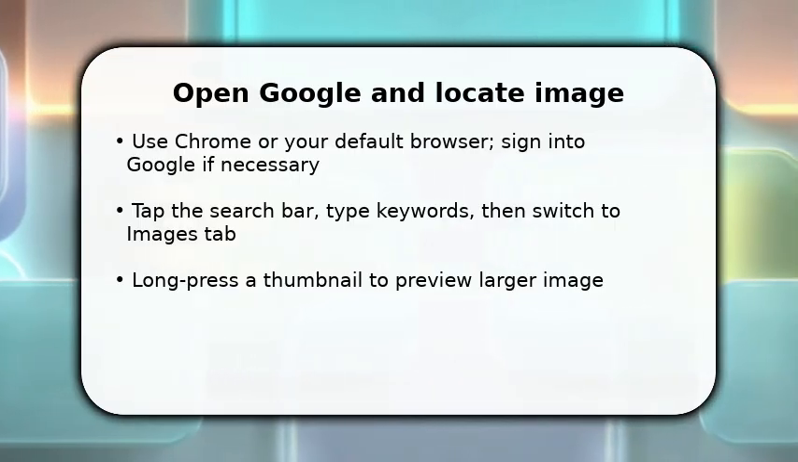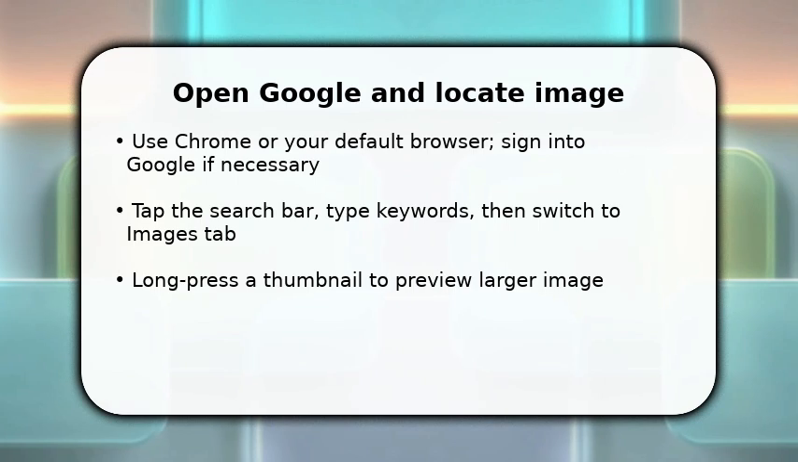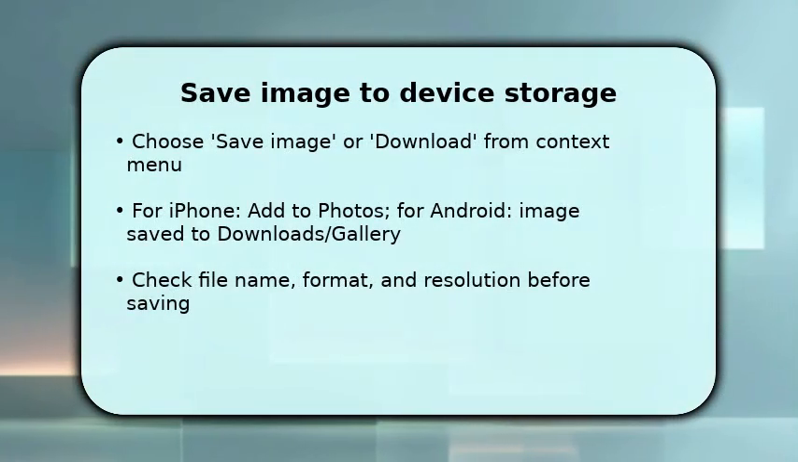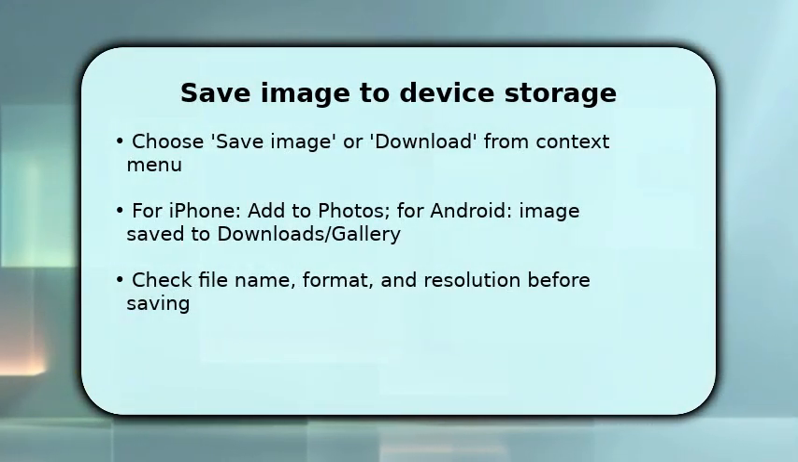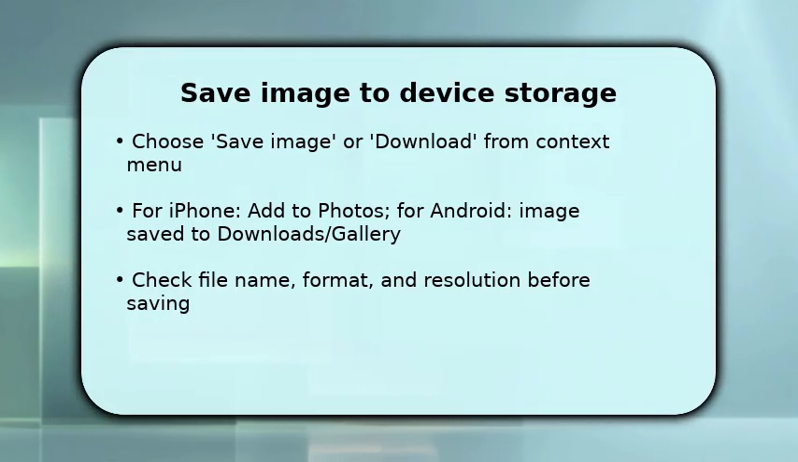Next, you save the image to your device by using the context menu, tap the three dots or long press, and select Save Image or Download. For Android, the file typically lands in Downloads and appears in Gallery. For iPhone, choose Add to Photos so it joins your camera roll.